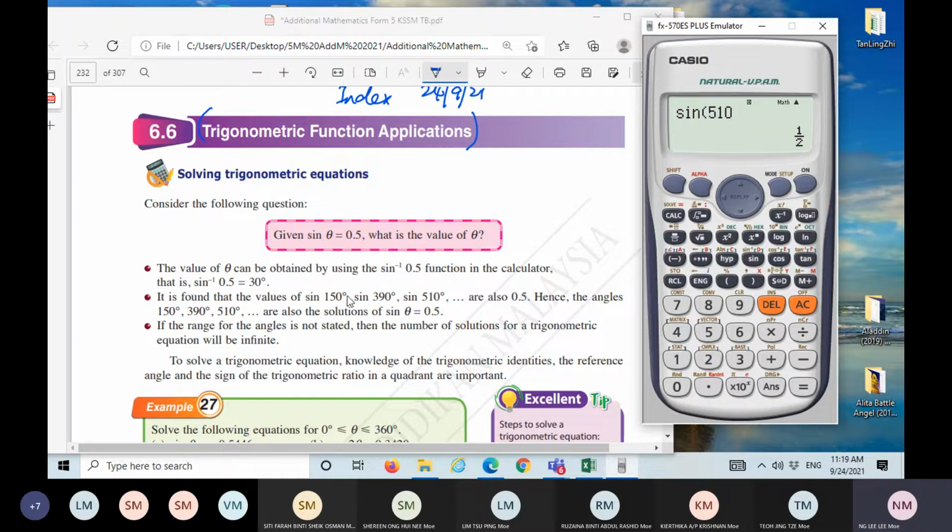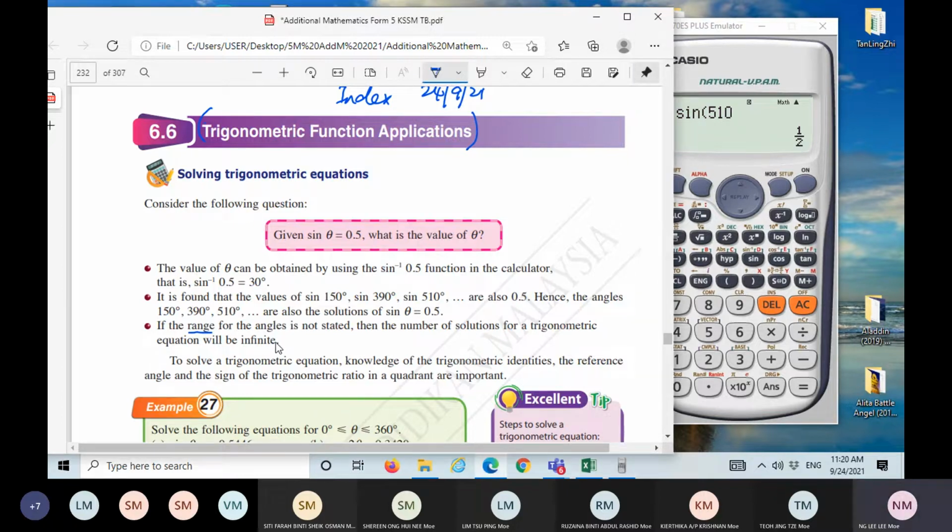Because when you put the value of theta as 150, 390, 510, and so on, meaning I have some more, your answer is 0.5. So you cannot ignore all these answers, the 150, 390, because they want all the values for theta. You cannot just say one value only. There can be many answers. Then you will ask, oh teacher, how to list out all? How many to list out? This one depends on the range. Usually the question will tell you the range. Usually the range is 0 to 360. But it depends.